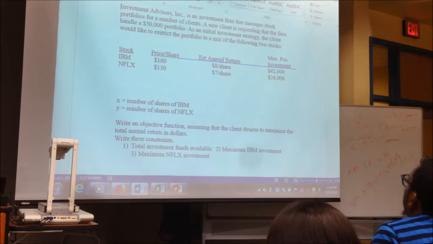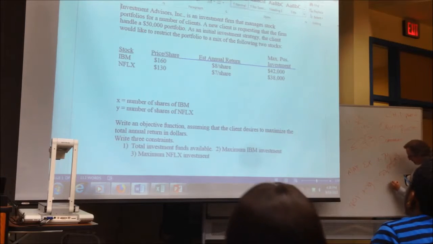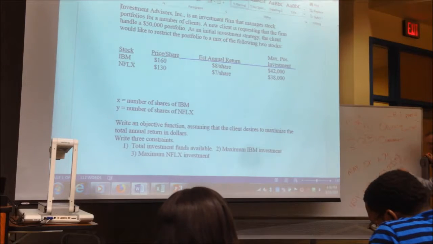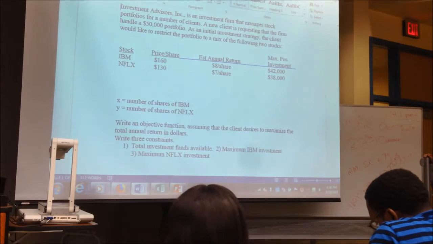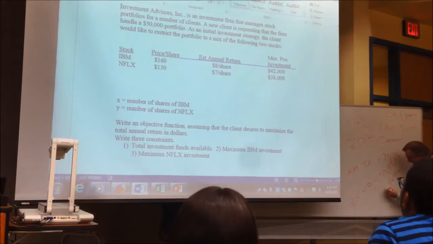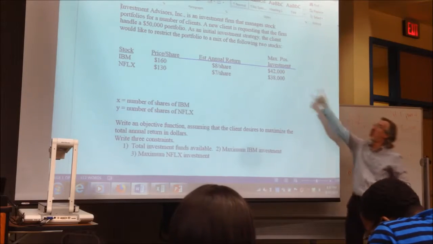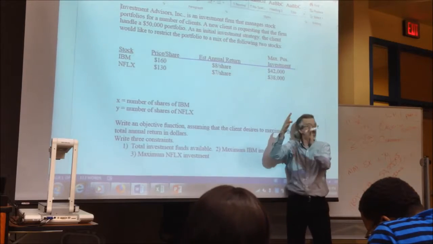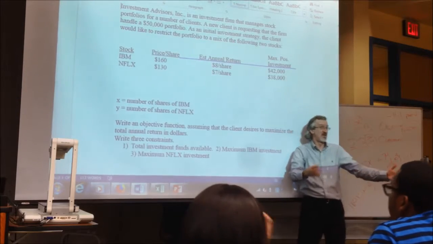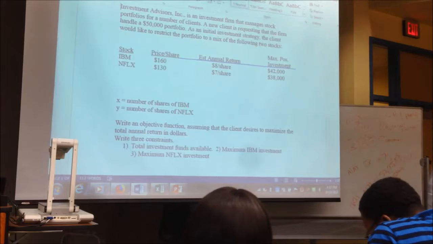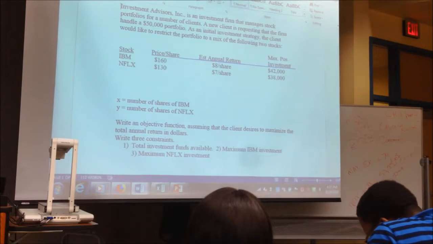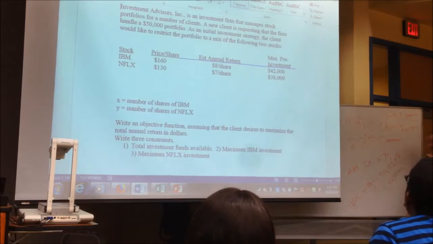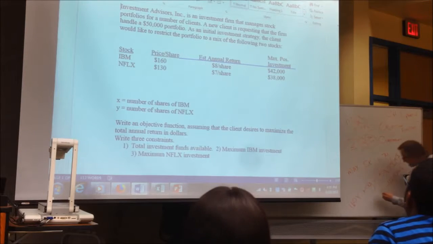Next it says maximum IBM investment. Yeah, it says we can only invest $42,000. Putting the 42,000 here, I'm reminding myself that's dollars. Less than equal, greater than equal, or equal? Less than equal, because it says this is the most we can invest. We can't invest more than that. We have to invest 42,000 or less if we're going to go with IBM stock, which we're going to have to. So this side is only about IBM stock only. The variable that's about IBM stock is X.